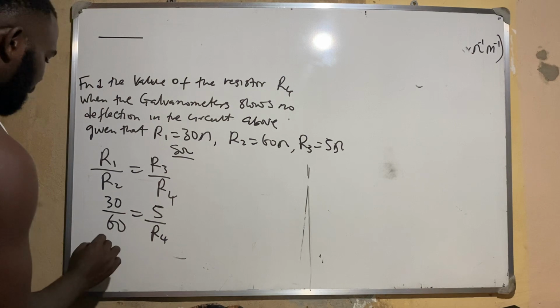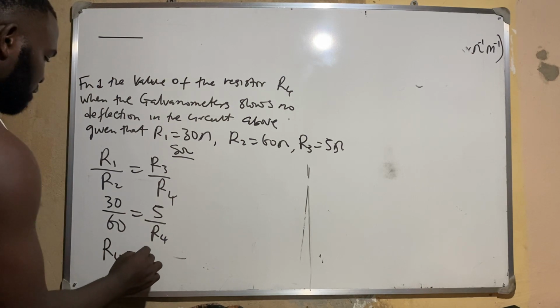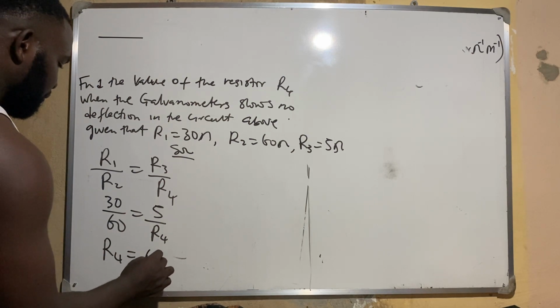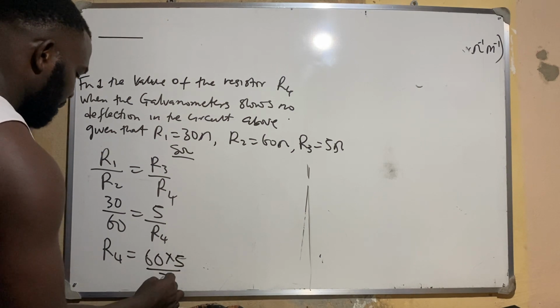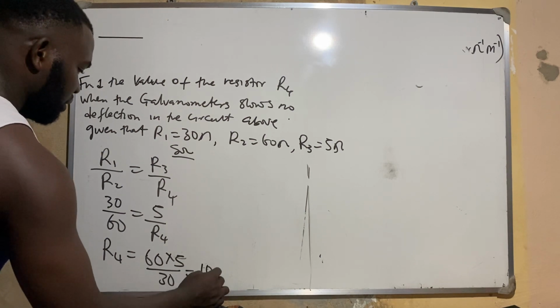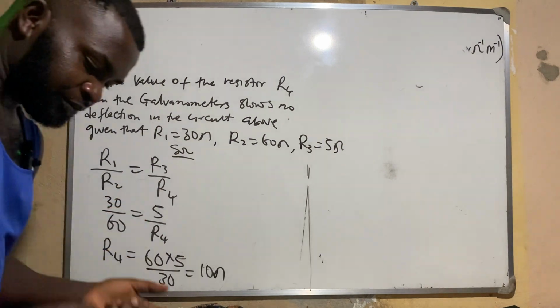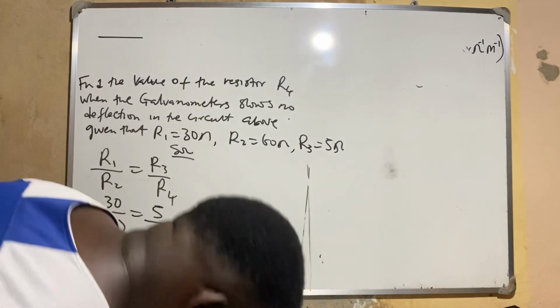If I cross multiply, R4 is equal to 60 times 5, then divided by 30. So I will now have 10 ohms.